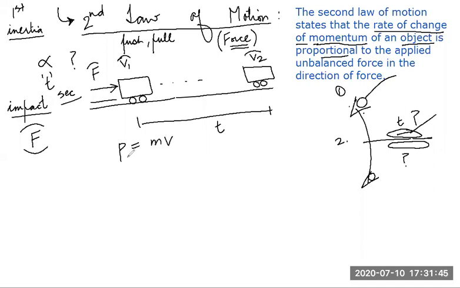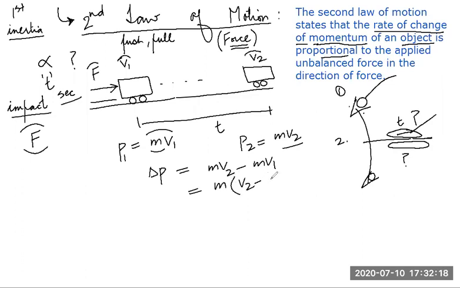Now, what is the initial momentum of this body when force was not there? Mass remains the same, p1 is m v1. What is the final momentum? That is m v2. Having stated that momentum is the product of mass and velocity, what is the change in momentum? We can find the rate of change of momentum only if we know the change in momentum first. So change in momentum is final momentum minus initial momentum. Very simple. So you could also say this is m into (v2 minus v1).